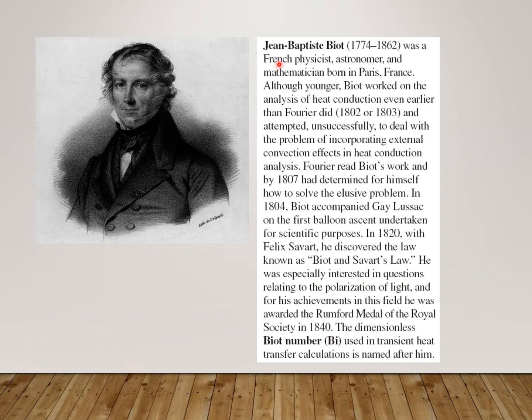So now we will discuss where the Biot number came into existence. This is the history. Though we science students are not interested in the history, some people are interested to know the history also. So this Biot number was named after the French physicist who was born in 1774 and died in 1862, and was a French physicist, astronomer and mathematician born in Paris, France. Although younger, Biot worked on the analysis of heat conduction even earlier than Fourier did. Fourier was also a famous scientist.